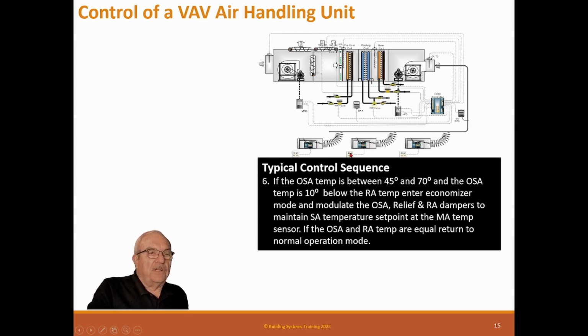If the outside air temperature is between 45 and 70 and the outside air temperature is 10 degrees below the return air temperature, enter economizer mode and modulate the outside air, relief, and return air dampers to maintain supply air temperature set point at the mixed air temperature sensor. When the outside air and return air temperature are equal, return to the normal operation. So in economizer mode, we're running flow to the space, and we notice that the outside air coming in is colder than the return air by 10 degrees. Now that 10 degrees is just a number.